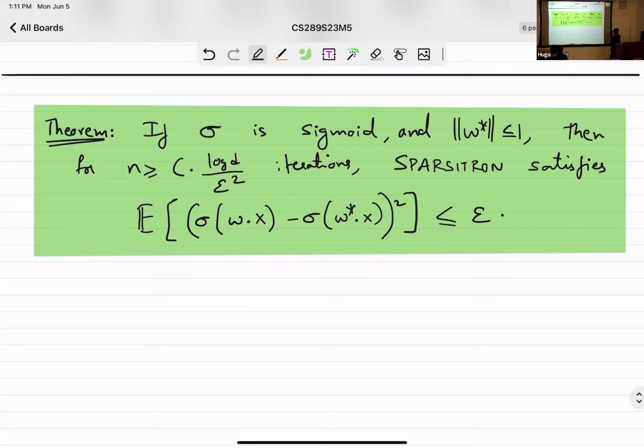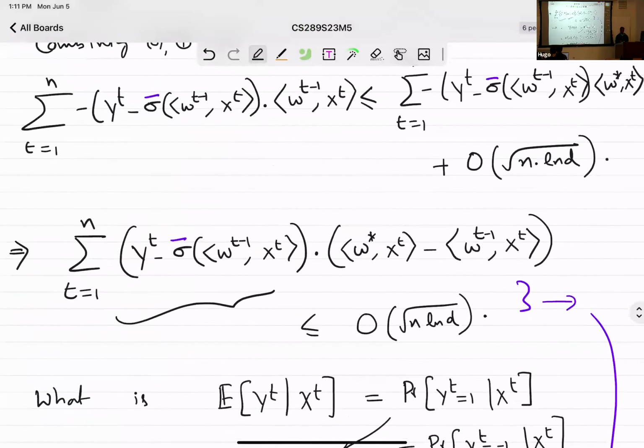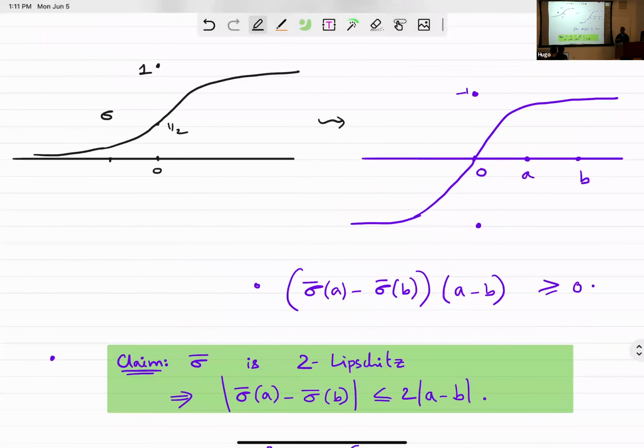Now, can you tell me where we used? Did we use any special properties of sigmoid in this scenario? Was sigmoid somehow special throughout this proof, this analysis? Where did sigmoid being sigmoid, the exact formula, play a role in the analysis? What do you think? One bound.